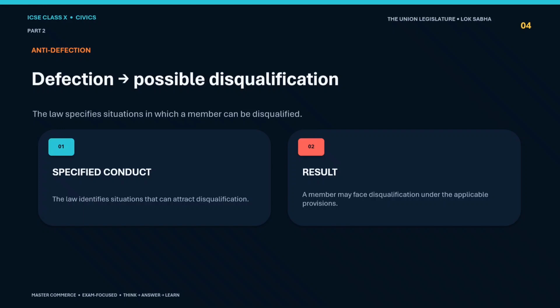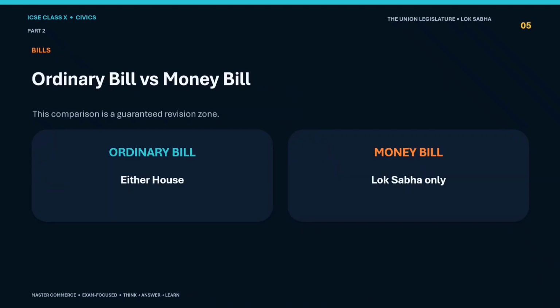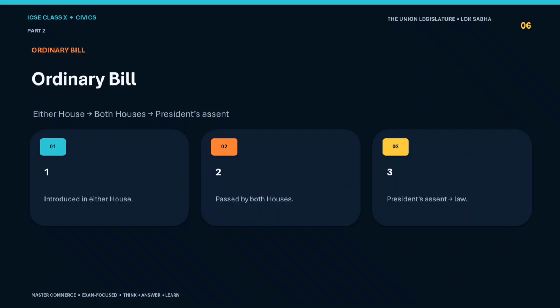Now let's tackle a very common exam comparison. An ordinary bill and a money bill are not treated in exactly the same way. The biggest thing to remember is that a money bill has a special constitutional procedure and Lok Sabha has the dominant role. An ordinary bill can be introduced in either house.